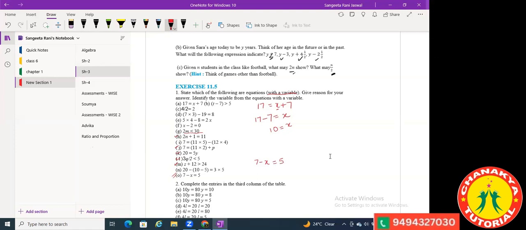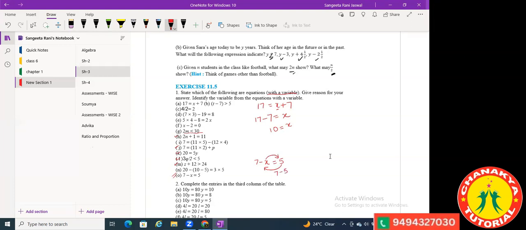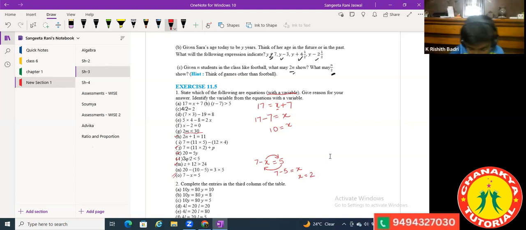See here. Now when you are taking 5 this side, and I'm moving my x this side, it becomes 5 minus 7 minus 5. And when x goes on the other side, it becomes plus. So my value of x will come out to be 7 minus 5, which is equal to 2. Okay, ma'am, got it. Understood?